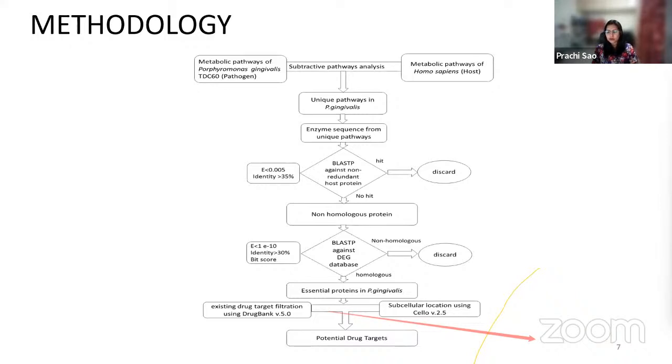So for all these non-homologous sequences, we will find the similarity in the Database of Essential Genes. This DEG database contains information about the essential proteins which are important for the survival of a bacterium or any microorganism. In this database, they sort the sequences based on the conserved regions. If the conserved regions are high for a particular sequence, we say that that particular protein is essential.